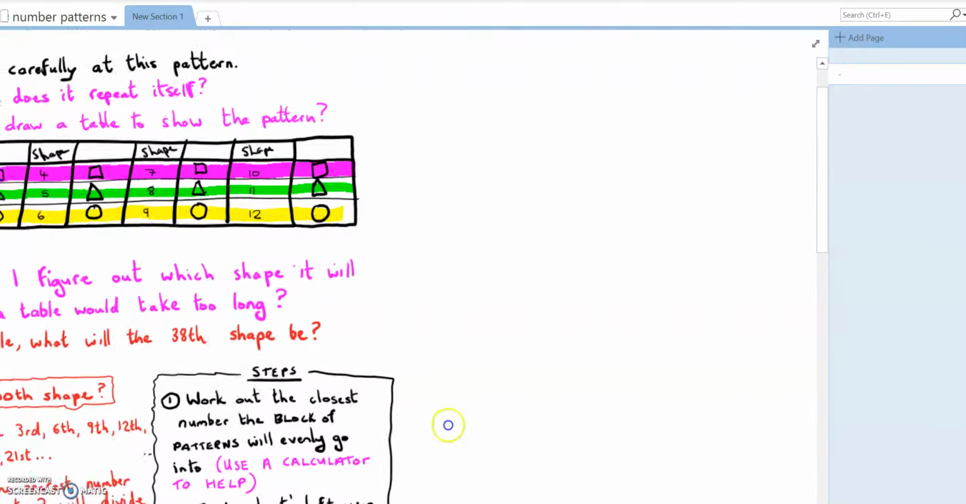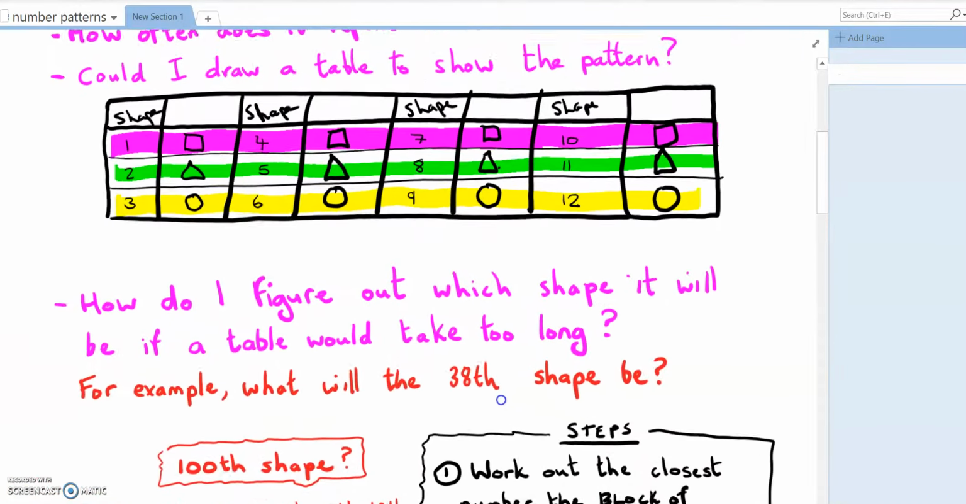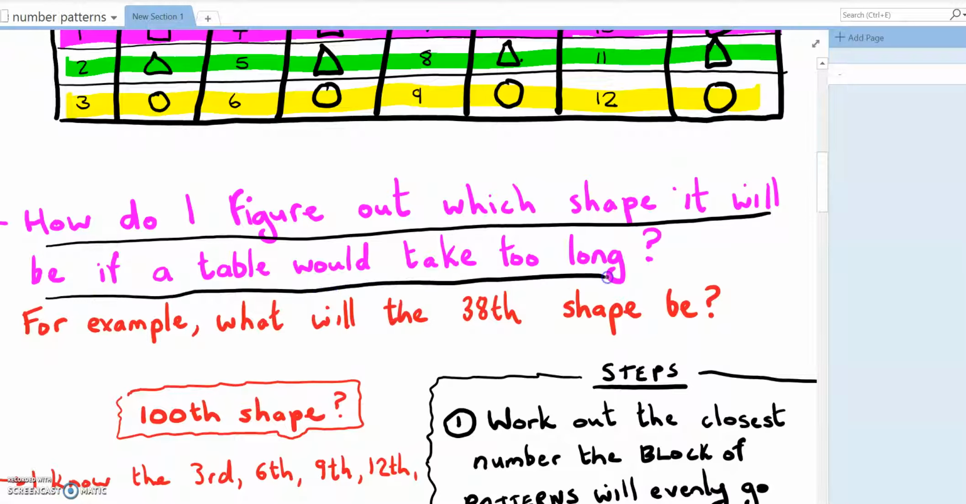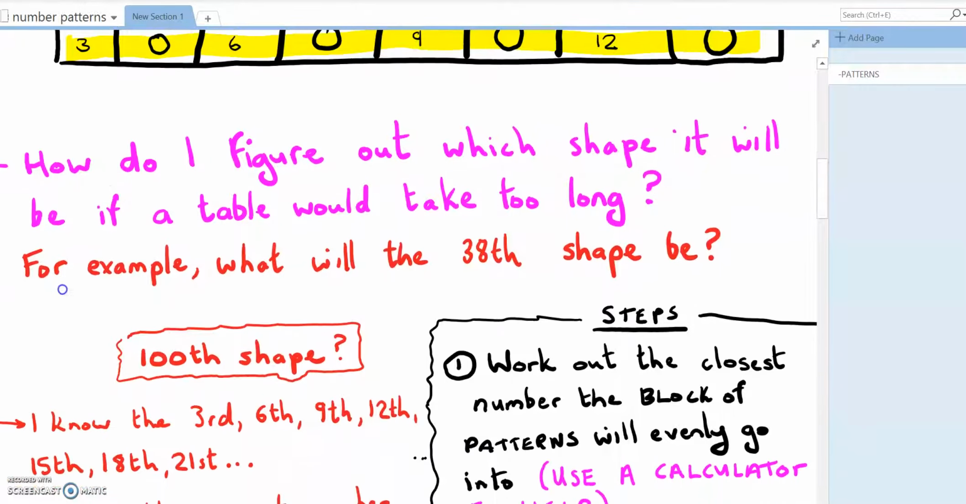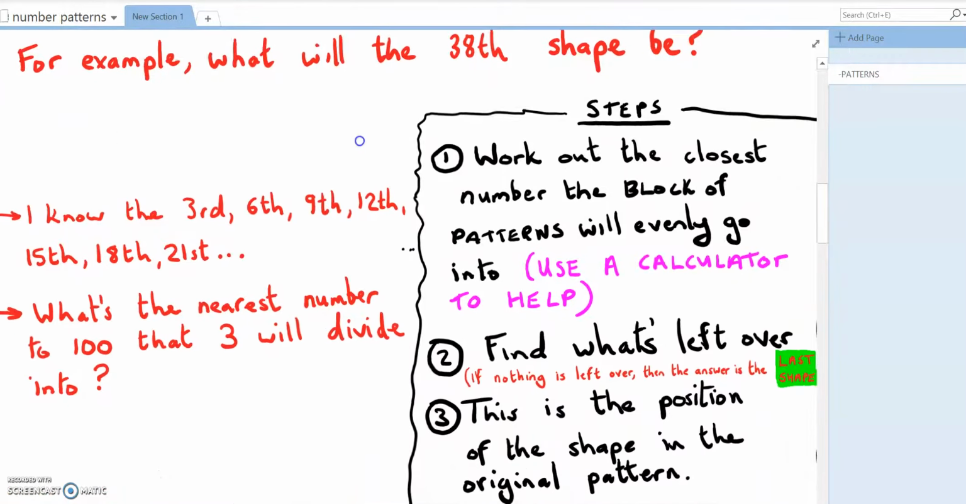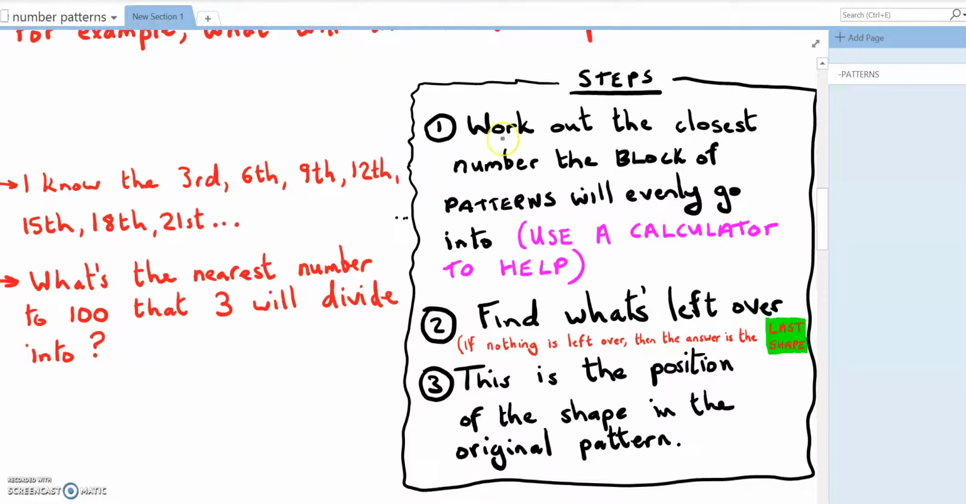And this is where we have to use our brains. Okay? Let's zoom in on the question I'm asking you. How do I figure out which shape it will be if a table would take too long? For example, what will the 38th shape be? Okay. Let's try and figure this out. Let's see if there's some steps. What we've got to do is we've got to work out the closest number the block of patterns will evenly go into. Use a calculator to help.